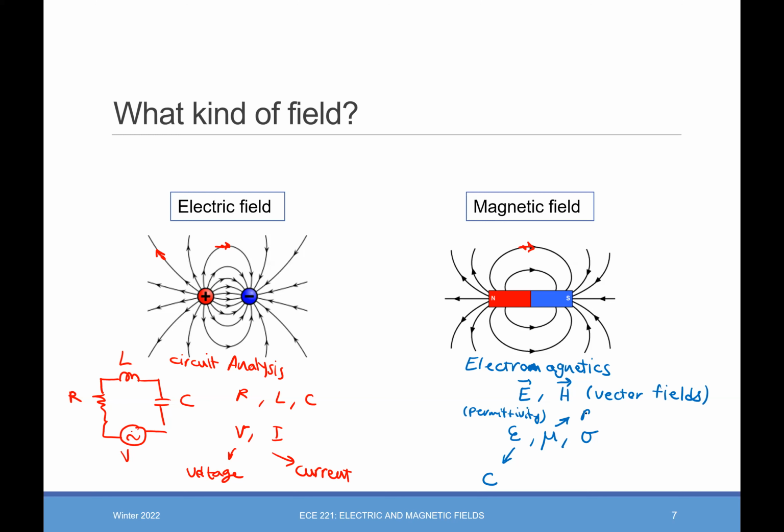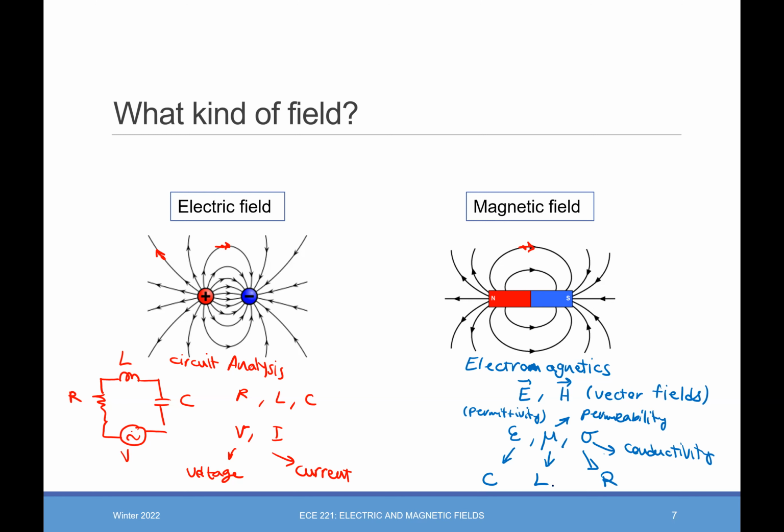Then this one is permeability. This sigma is conductivity of the material. Okay, the conductivity acts like the resistor or similar to resistor. Permeability is like an inductance.